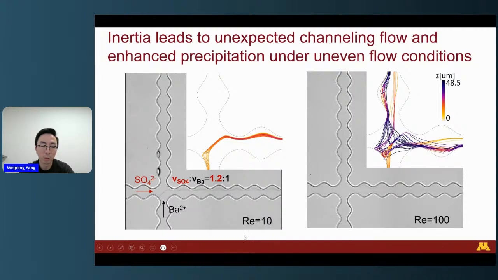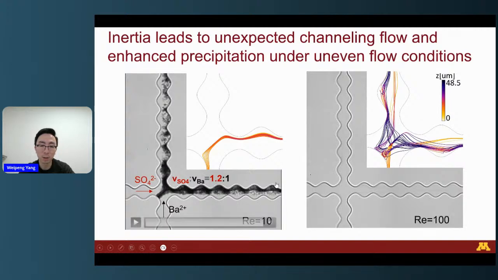So for the low Reynolds number, in the streamline we can see that because from the left there's a higher flow rate, the streamline from the bottom can only go to the right. So that leads to the initial precipitation only happening on the right channel. But later, when the permeability of this channel decreased, the precipitation can happen simultaneously in both channels.